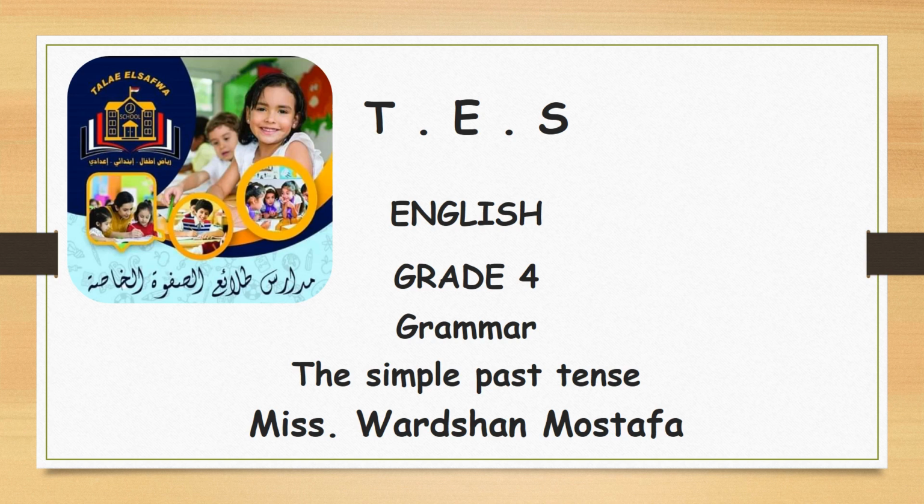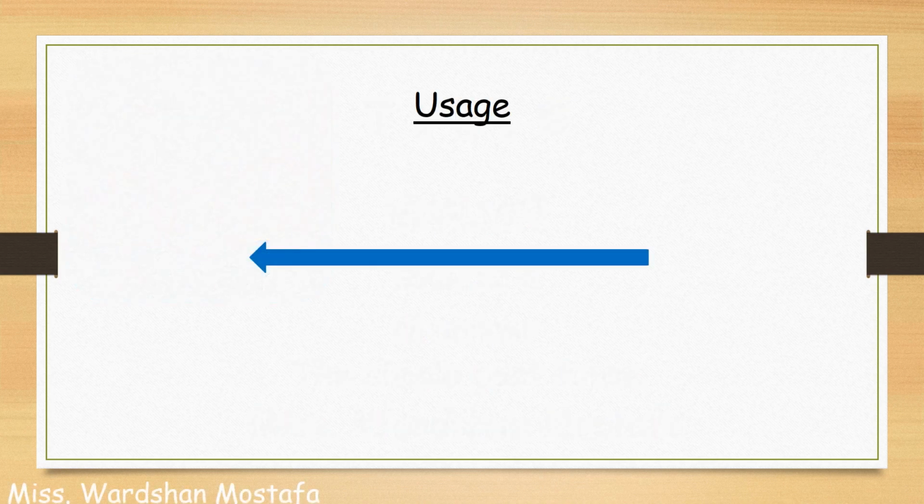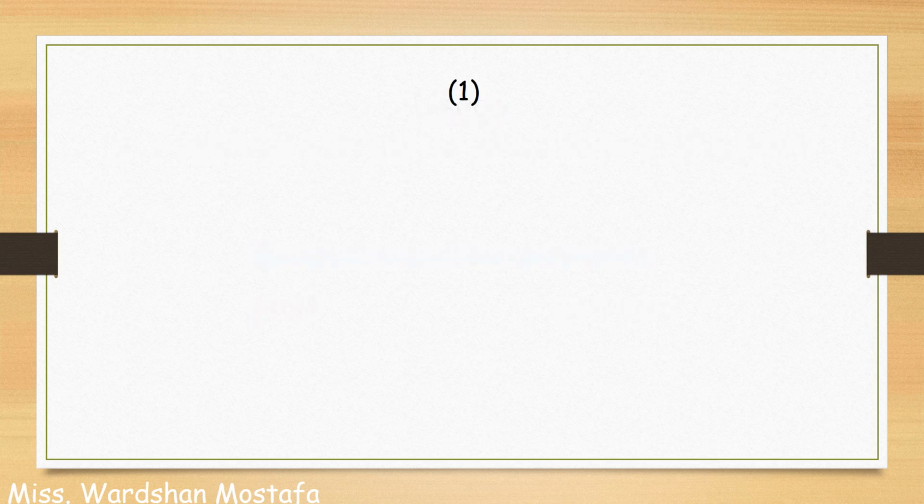Today in grammar we are going to revise the simple past tense. First, we use the past simple tense to talk about finished actions or situations in the past. Let's start with the first rule, the most simple one. We add ed to the end of regular verbs.